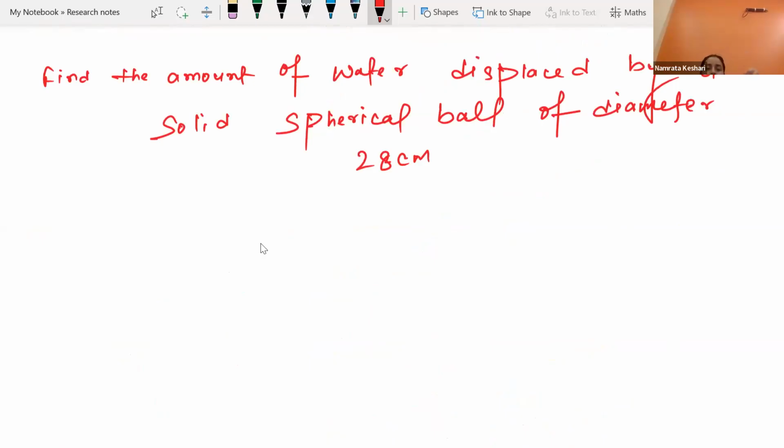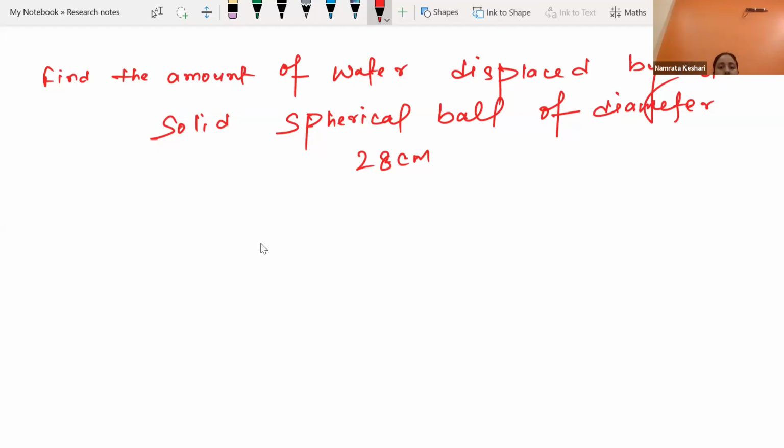Of course, when we put ice in a glass which is already filled, the water will start flowing. When the cup is already filled with tea or coffee or water, when you put a spoon in that, the water level will come up. Why? Because of the volume of the object which you are putting in that, right? Similarly, find the amount of water displaced by a solid spherical ball.